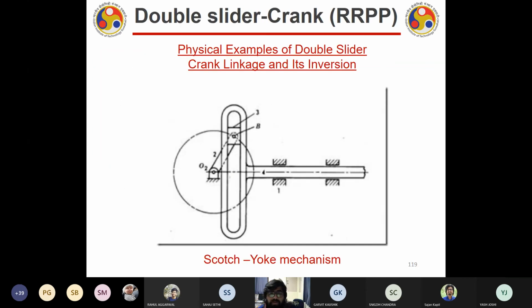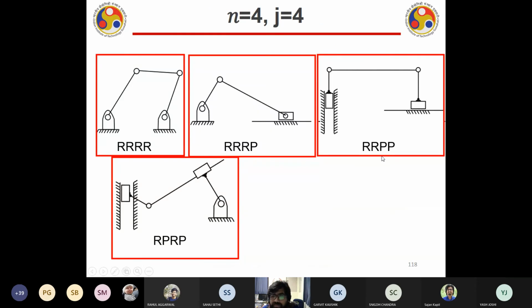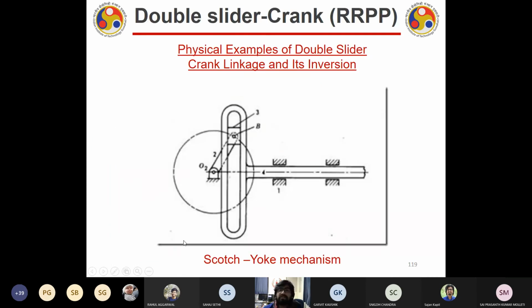So basically, when we call it P, I mean to say there are 2 prismatic joints, right? Definitely the order may be different. For example, here it is rotary joint, prismatic joint, prismatic joint. So in RRPP, the 2 prismatic joints are adjacent. In a very similar fashion over here, they are alternate. There is a prismatic joint, then a rotary joint, then a prismatic joint, then a rotary joint. So this is the RPRP mechanism. However, as there are 2 prismatic joints, I can call it a double slider mechanism. So these are some physical examples of the double slider crank linkage and their inversions.